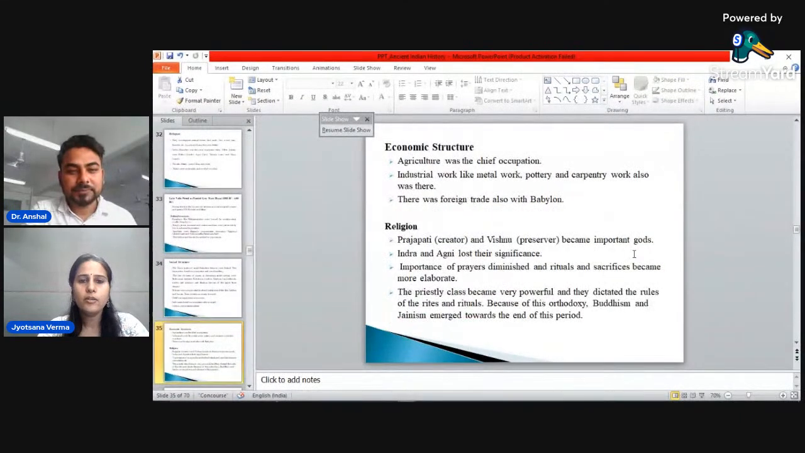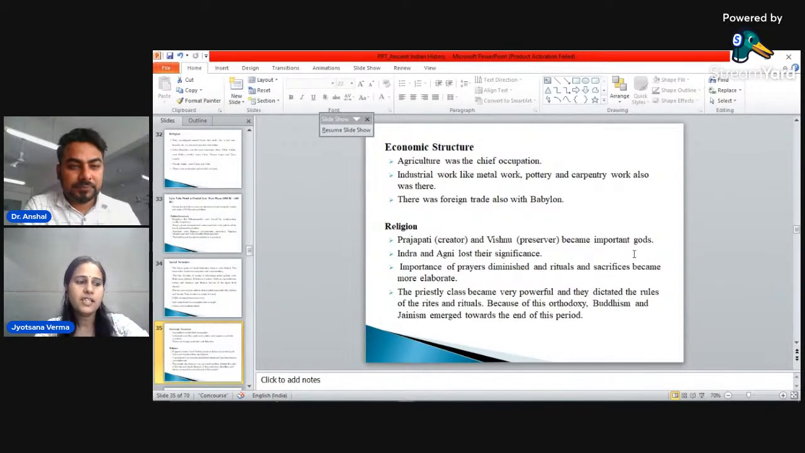The economic structure in this period: agriculture was the chief occupation because of the use of iron, and industrial work like metal work and carpentry was also there. There was some foreign trade with Babylon. Religion and worship were also different from the early Vedic period.